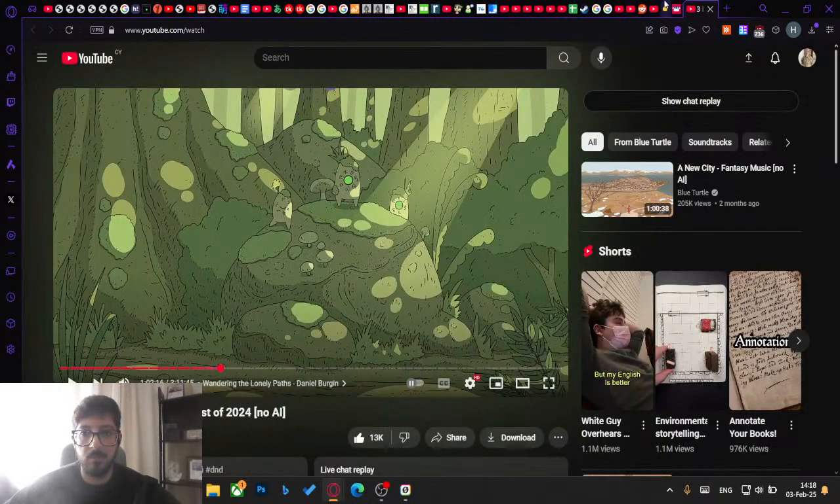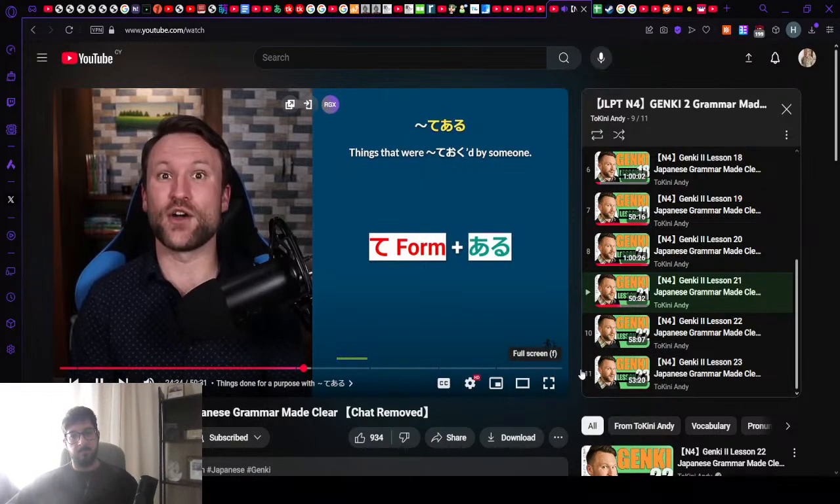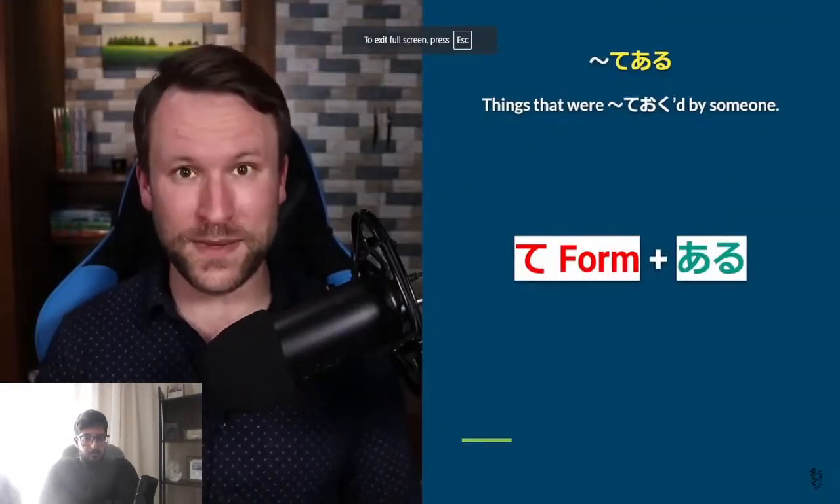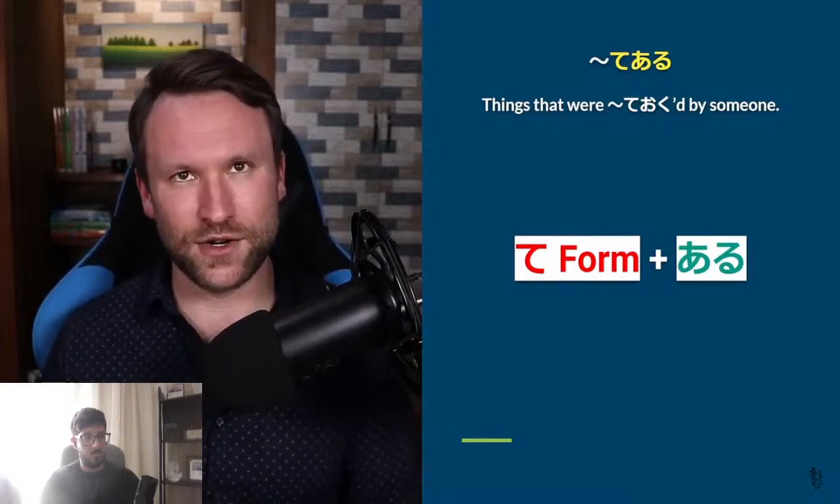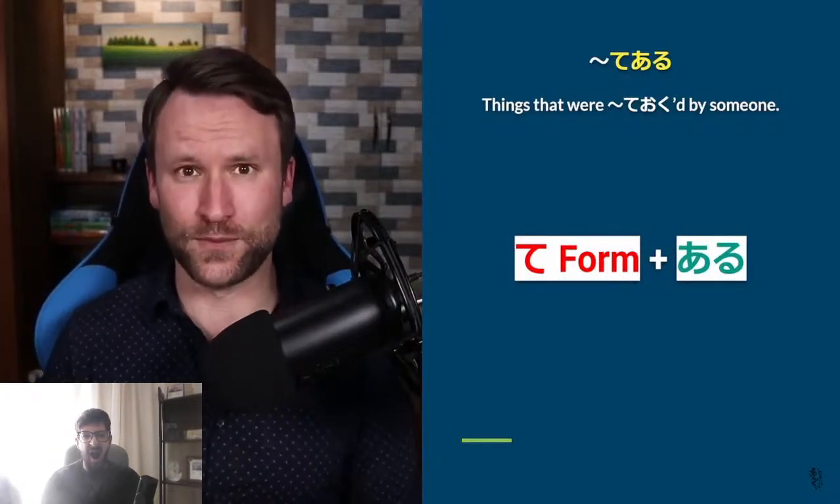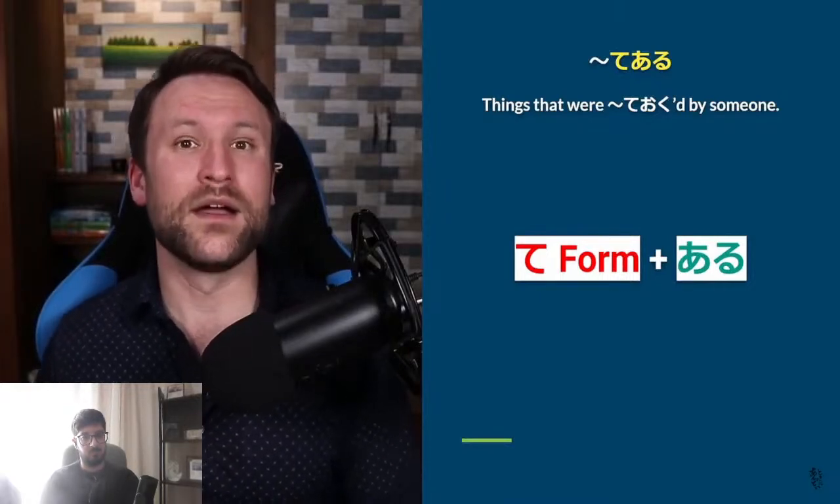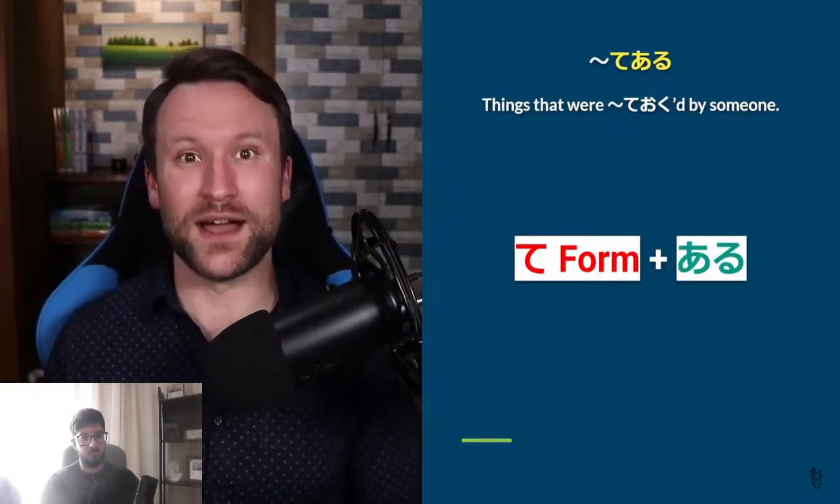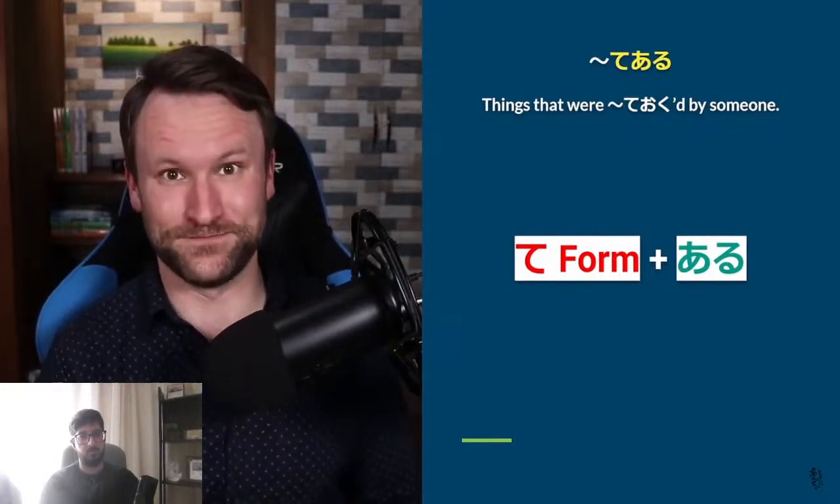Okay, anyways. Is that it's finished. It's already made, or it's been made for a purpose and it's done. Maybe something is, I turned on the heater in the room so that the room is warm when we get there. That sentence would be with te oku. But if you just want to say, oh, the heater's already on in the room, that's when you're going to use te aru. The heater's already on.